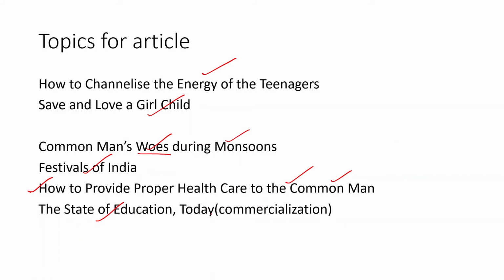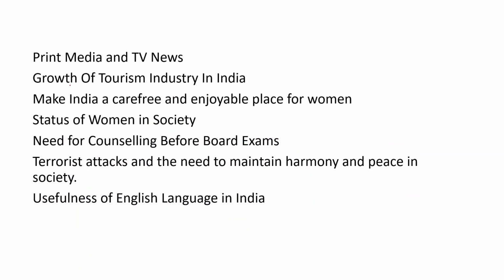Then, the state of education today, it is also going commercial. What is the state of education today? These are the other topics for article writing. Then print media and TV news, growth of tourism industry in India, make India a carefree and enjoyable place for women. These are other topics that can be asked for article writing. Status of women in society, need for counseling before board examinations, terrorist attack and the need to maintain harmony and peace in society, usefulness of English language in India. These are other types of articles that can be asked in the board examination.